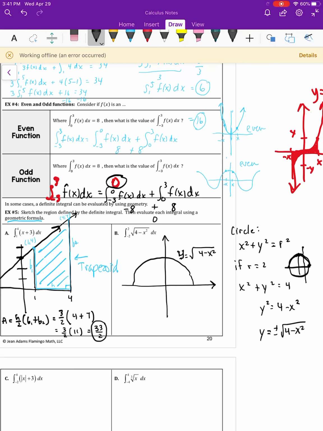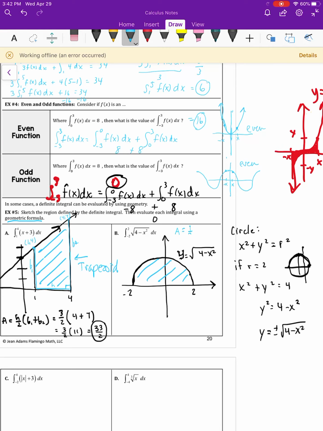There we go. So I want just the top one, because look what I'm integrating. I'm integrating just this top portion of this circle. Okay, and I know that this is -2 and this is +2. Because of that 4 right there, I know that that's the case. And look, I'm integrating from -2 to +2. So that means I want the area under this curve. Well, that's a half circle.